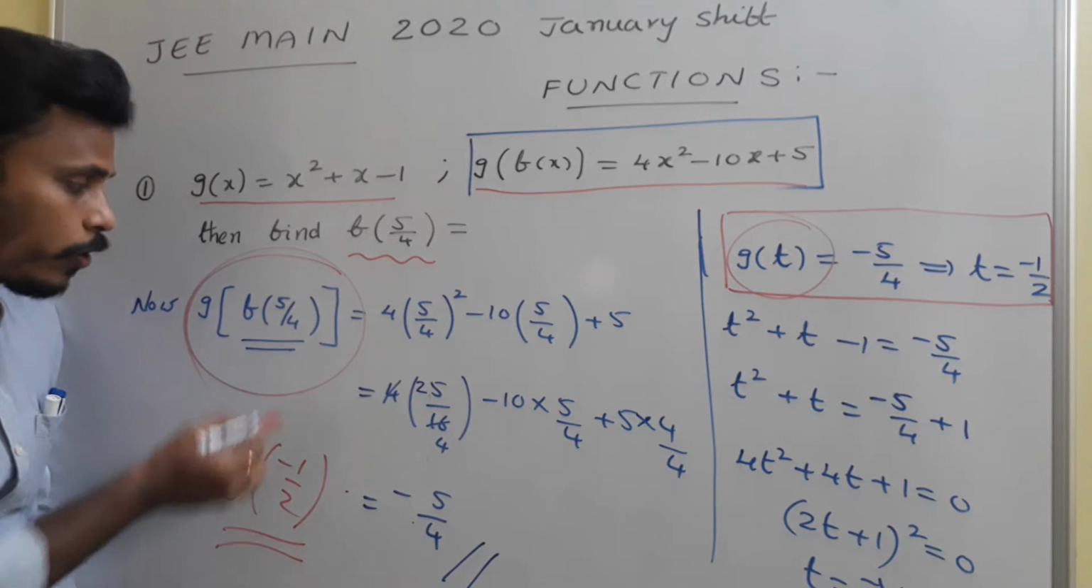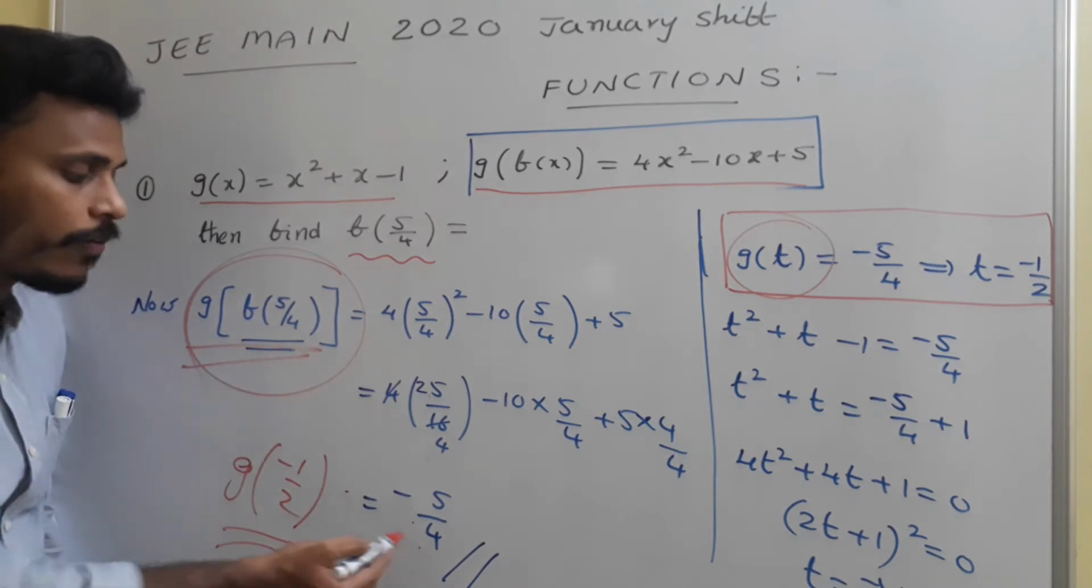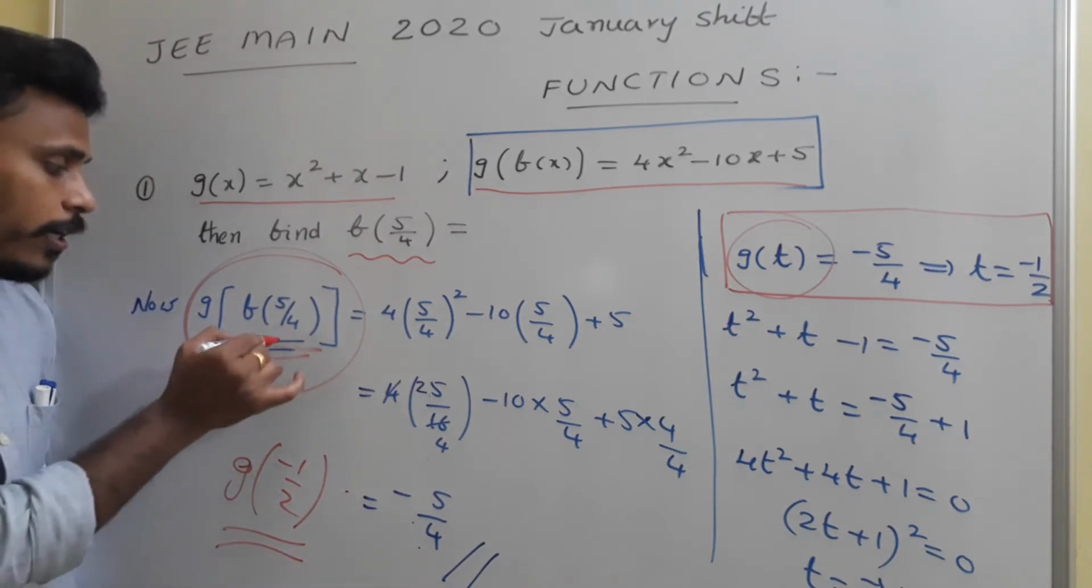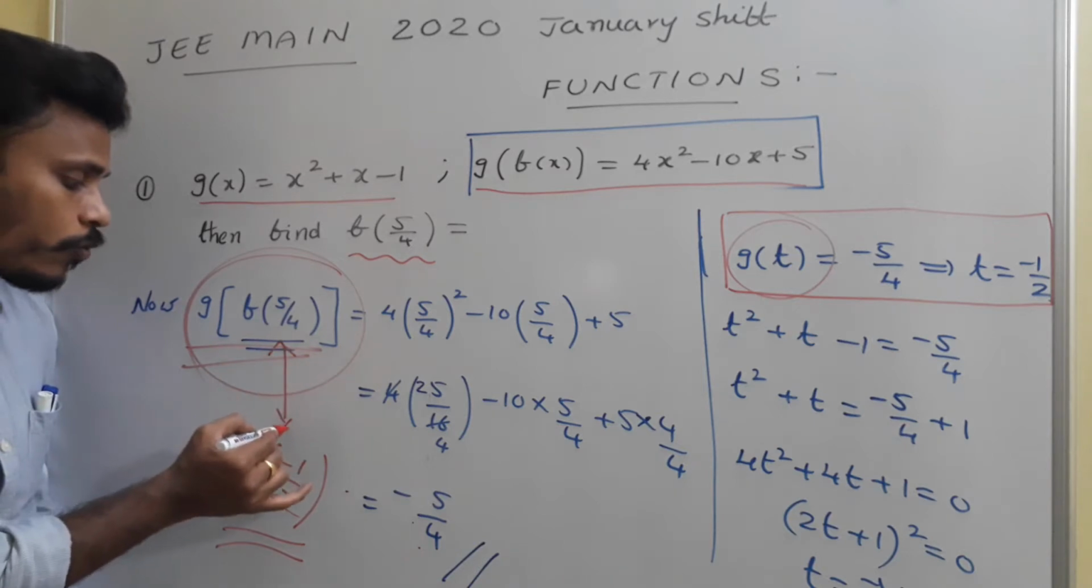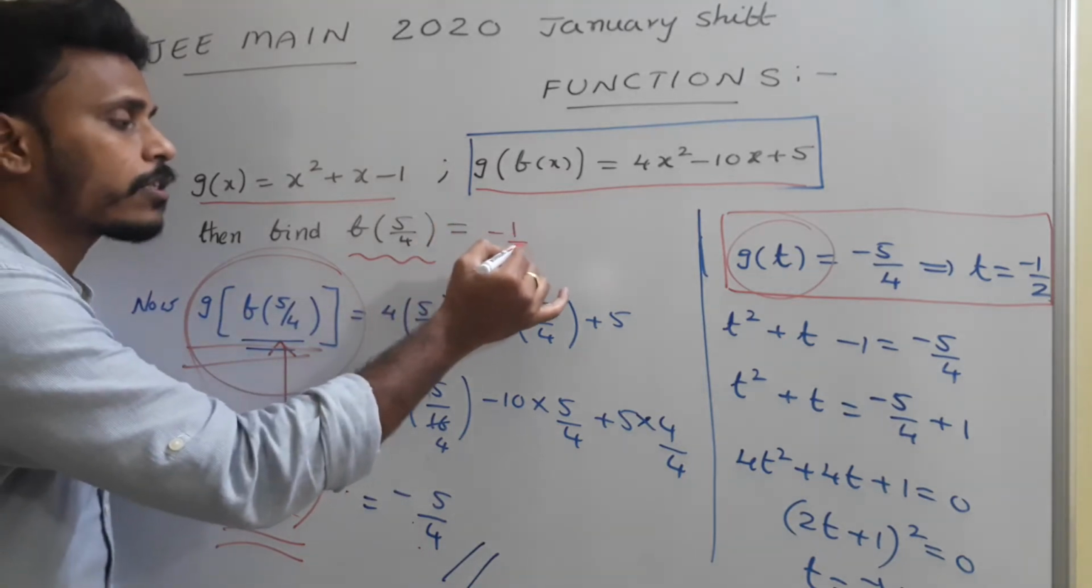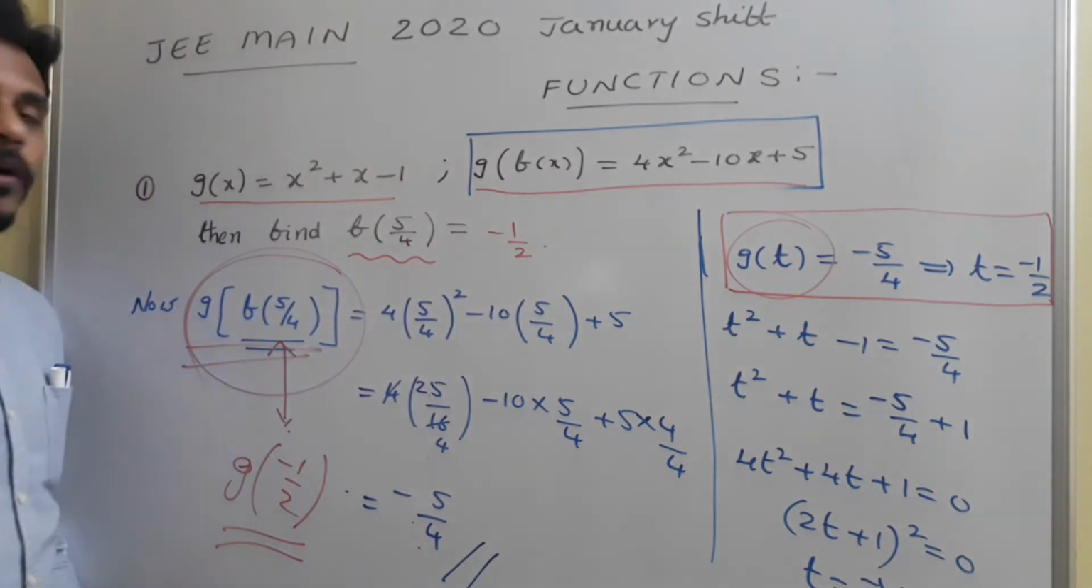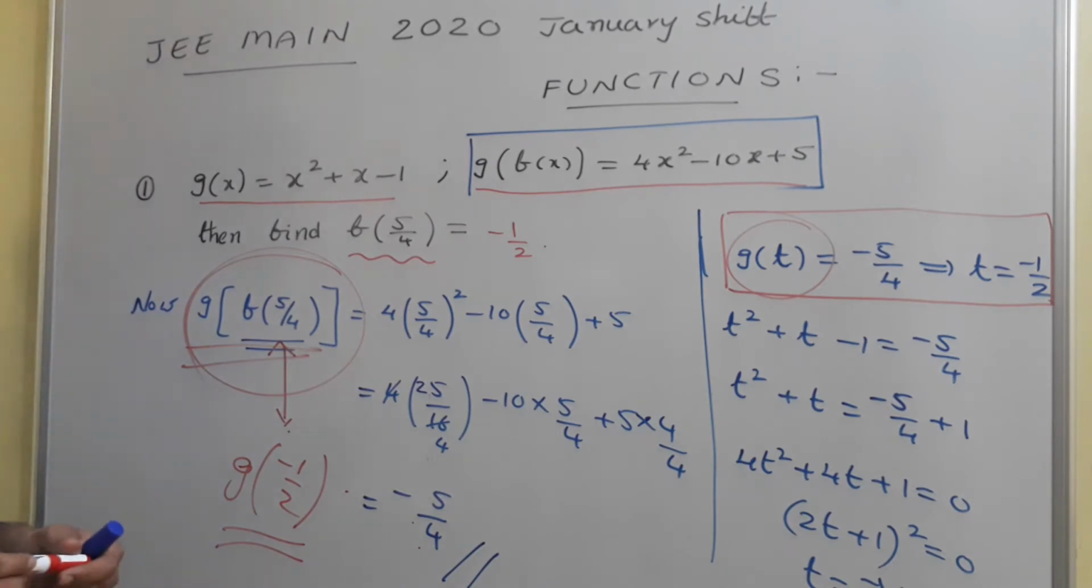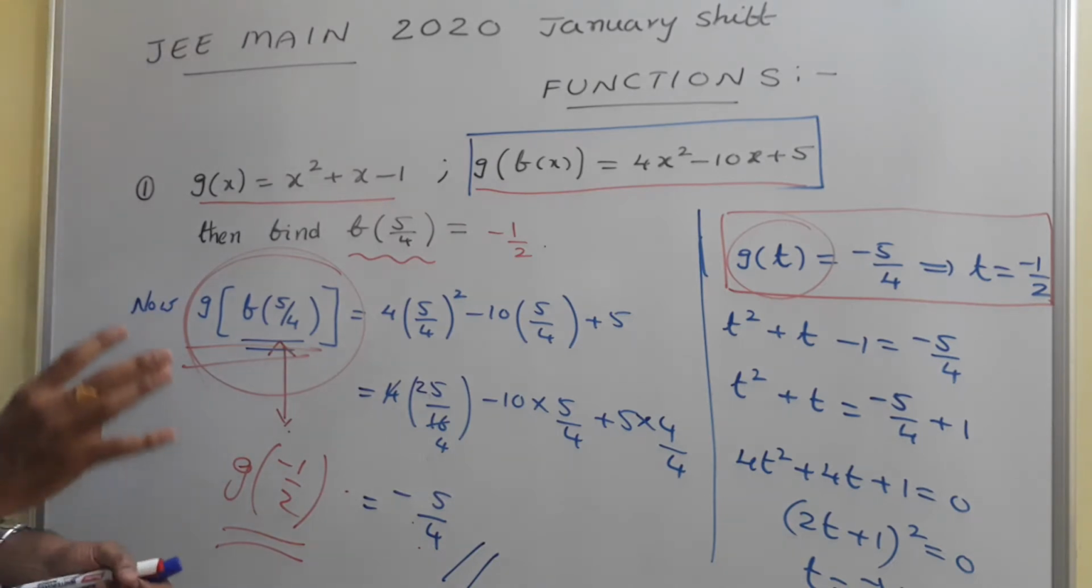So g of 1 by 2 and g of f of 5 by 4, both the values are equal to minus 5 by 4. That means f of 5 by 4 is equal to 1 by 2. So our answer for the problem is minus 1 by 2. Okay, that's the problem. So this is one way.